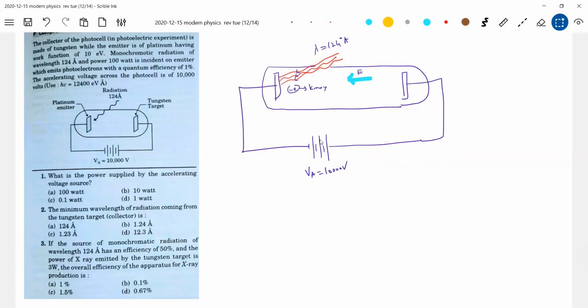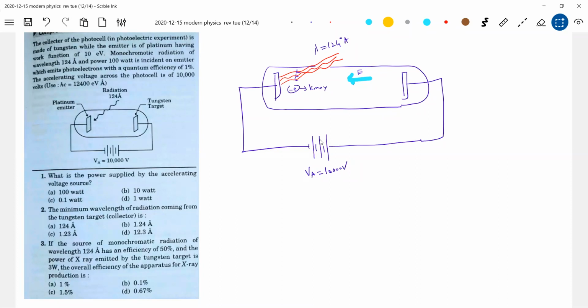And what is the formula? Kmax equals hc by lambda minus work function. That's also available. What is the power supplied by the accelerating voltage? Try to read all the things.